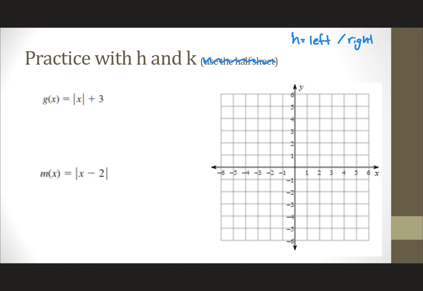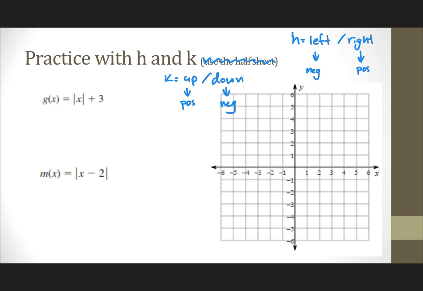If you have a negative H, it's going to go left. If you have a positive H, it's going to go right. Same thing with K. K is also very simple. K is going to go up and down. If K is positive, the graph's going to go up. If K is negative, the graph's going to go down.